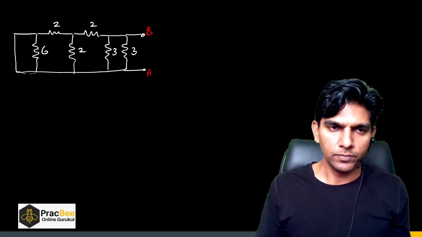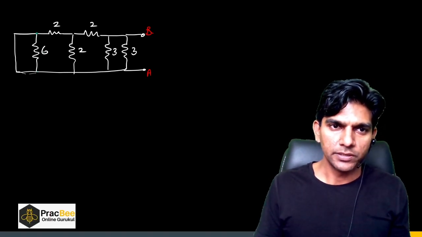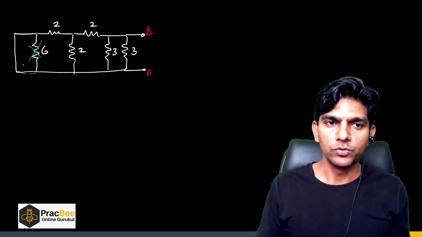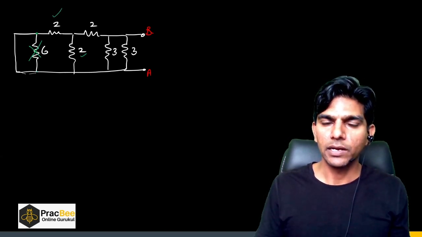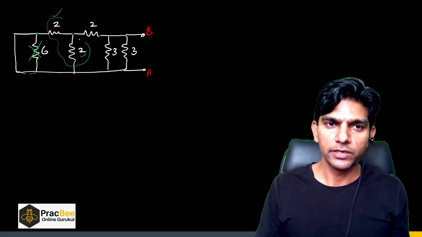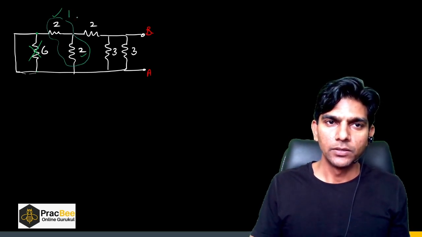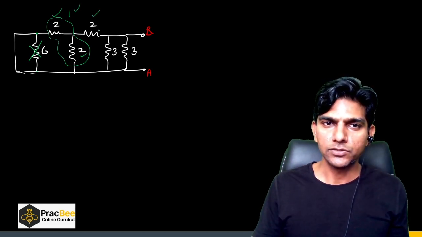Right, so let us see. Now this 6 ohm resistor is short circuited, so we can remove this. Now this 2 ohm and this 2 ohm are in parallel. If they are in parallel, it becomes 1, right? So these two are in parallel, so it becomes 1 ohm. Now this 1 ohm and this 2 ohm are in series, so it becomes 3.